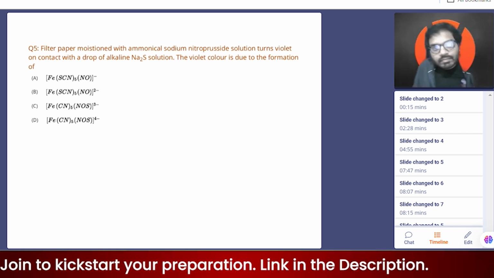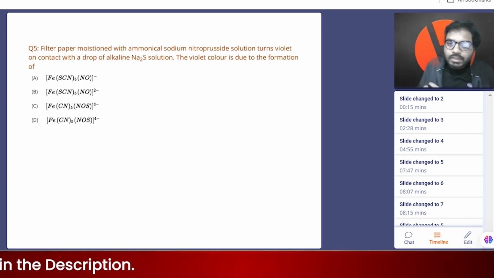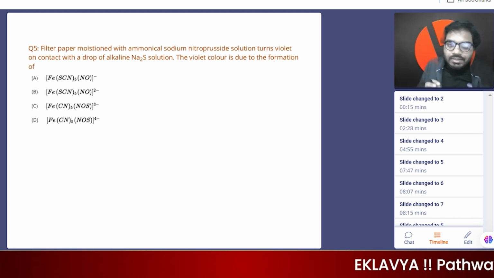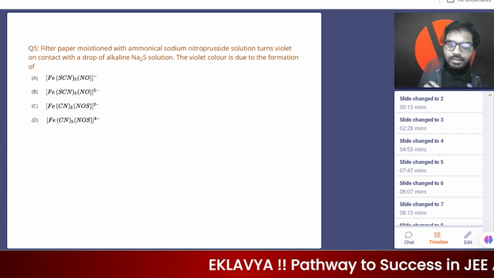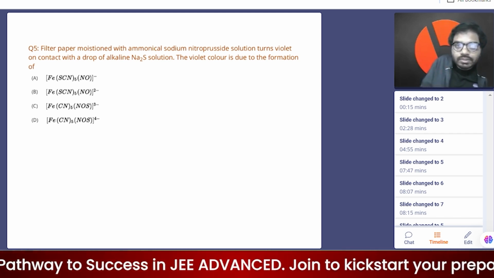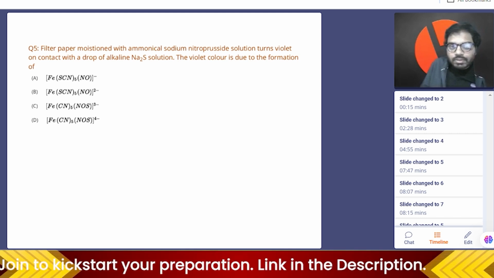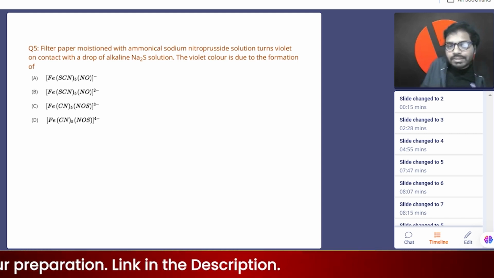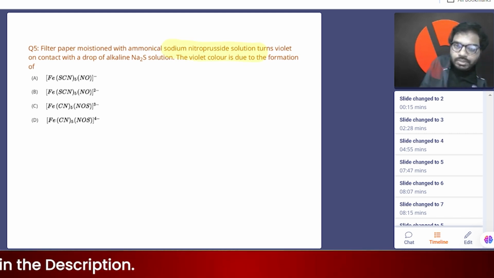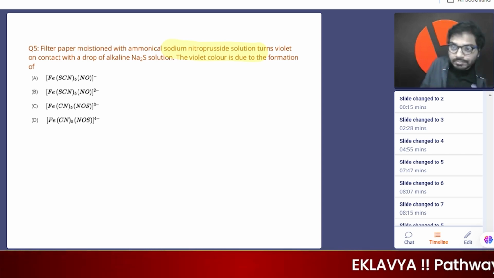Okay. Filter paper moistened with the ammoniacal sodium nitroprusside solution turns violet on contact with a drop of alkaline Na2S solution. The violet color is due to the formation of what? So what they're asking here is, the violet color is due to the formation of which compound? One compound is there, that is sodium nitroprusside.